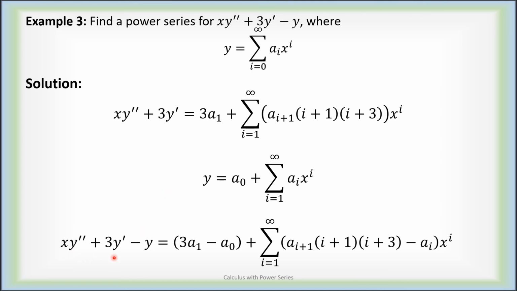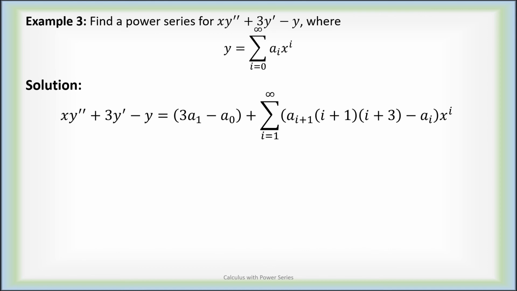So xy double prime plus 3y prime minus y. We take this, we subtract that, so 3a1 minus a0, plus all of this minus that. a sub i plus 1 times i plus 1 times i plus 3 minus a sub i. All of this minus that. So here we have our power series representation for the whole expression xy double prime plus 3y prime minus y.